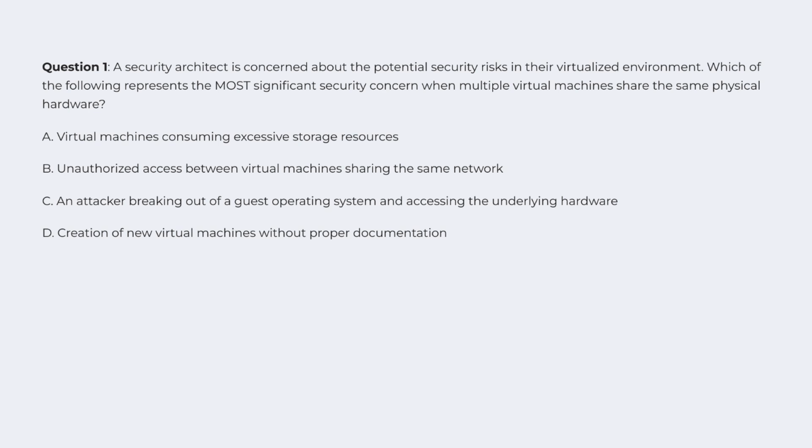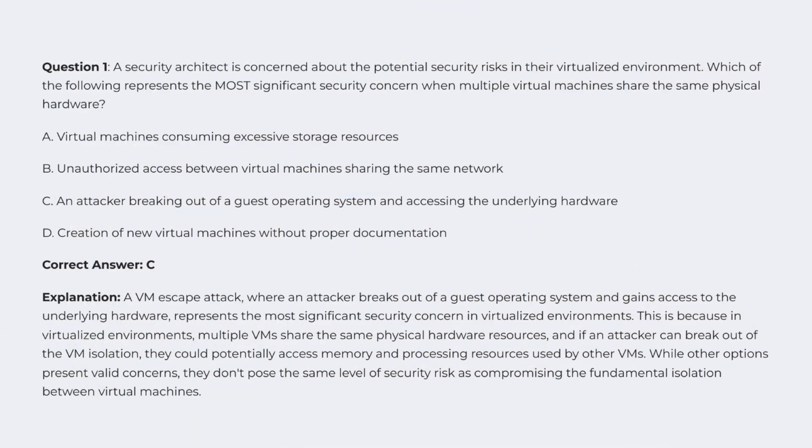Correct answer, C. Explanation. A VM escape attack, where an attacker breaks out of a guest operating system and gains access to the underlying hardware, represents the most significant security concern in virtualized environments. This is because in virtualized environments, multiple VMs share the same physical hardware resources, and if an attacker can break out of the VM isolation, they could potentially access memory and processing resources used by other VMs. While other options present valid concerns, they don't pose the same level of security risk as compromising the fundamental isolation between virtual machines.